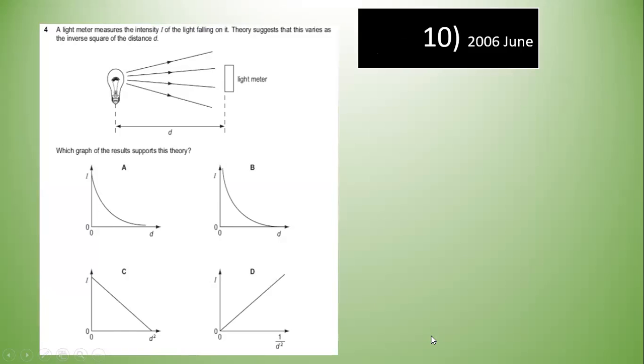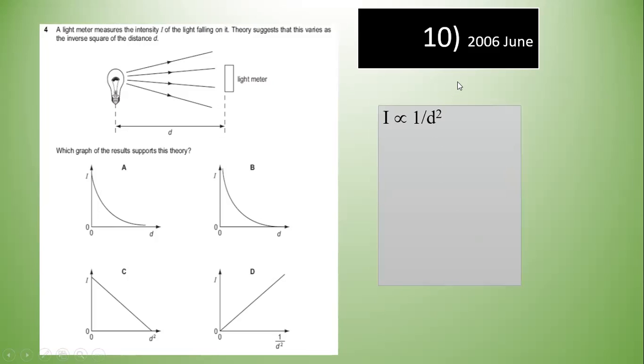If the light meter measures the intensity I of light falling on it, theory suggests that it varies as the inverse square of distance d. So you should be able to recognize the graph. This is wrong. It should go to infinity there. This is wrong because it should go to infinity there.